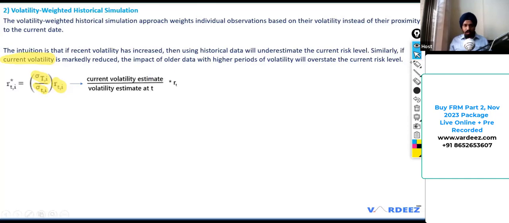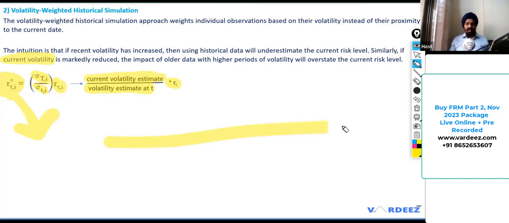So if you look here, I think this is a much better representative. That means you're appreciating this fact of the current volatility estimate, whatever they estimate for the current period, divided by the estimate of volatility at that point in time, multiplied by the return of that particular day. So if this is 30 days ago, then you take the return from 30 days ago, and you have your current volatility in the numerator. That's how you can calculate the updated returns.